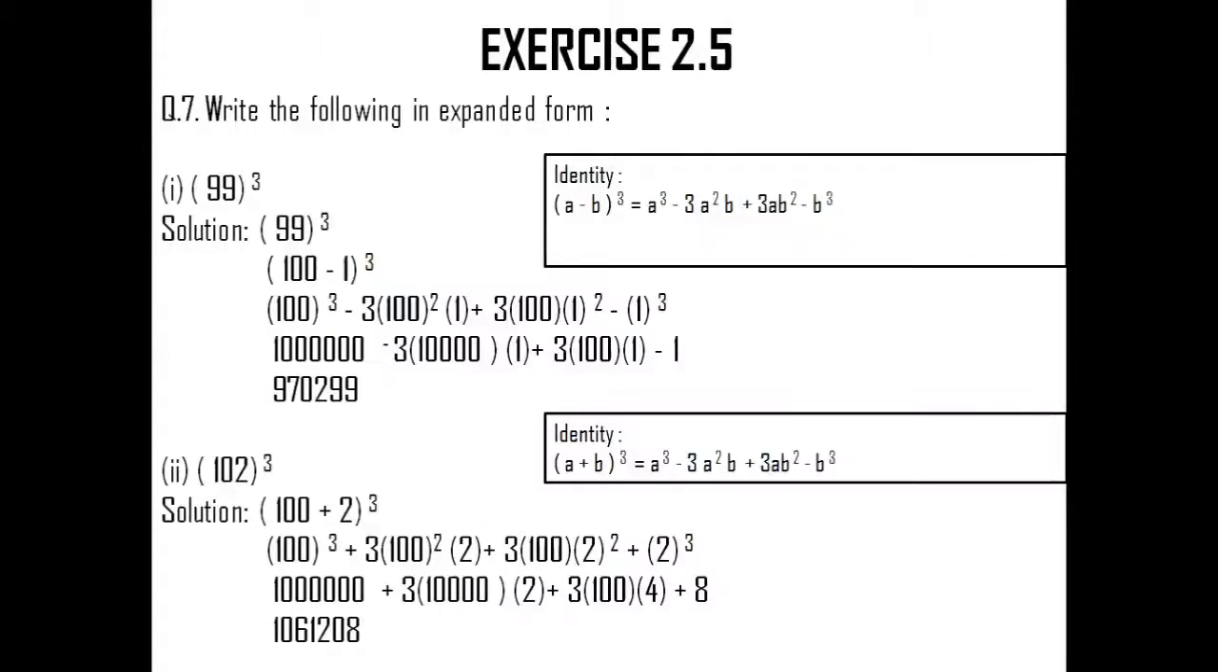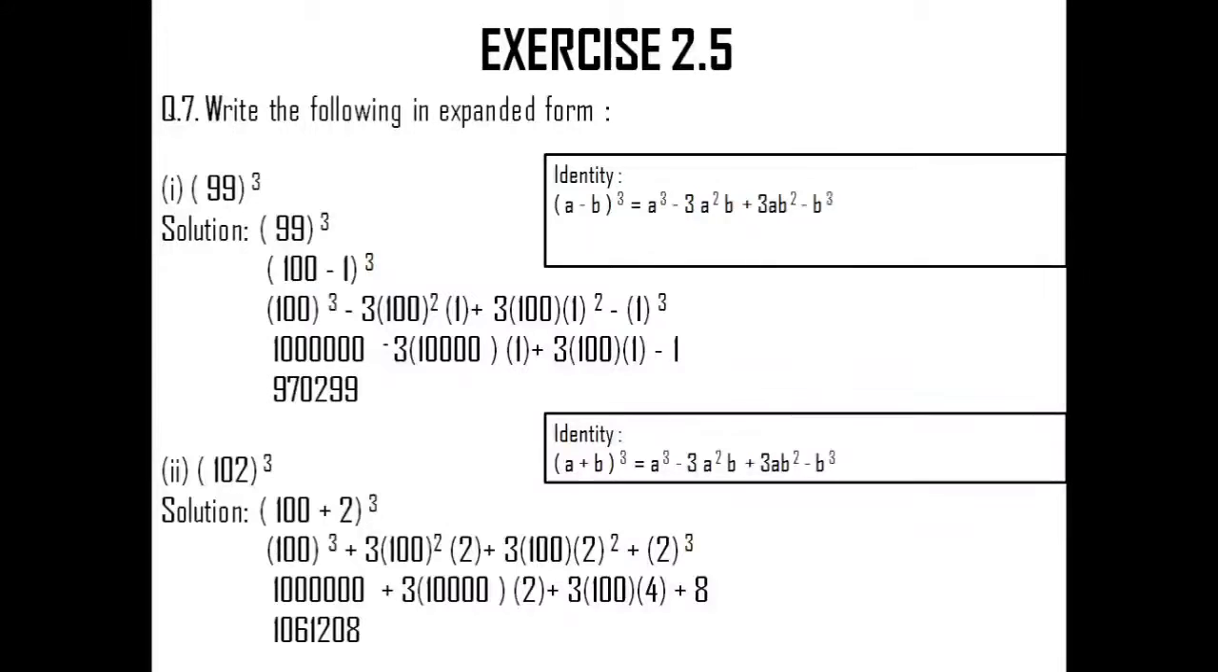That is 9,70,299. Similarly, let's try to find what is 102 the whole cube. Now, 102 can be written as 100 plus 2. That is 100 plus 2 the whole cube. So which identity would come into existence? Yes, a plus b the whole cube. What will a be replaced by? A will be replaced by 100. And what will b be replaced by? B will be replaced by 2.